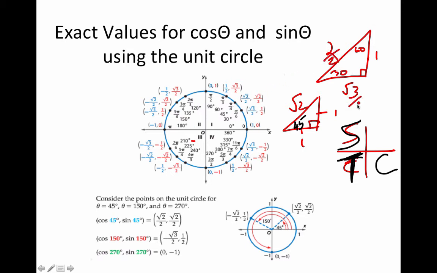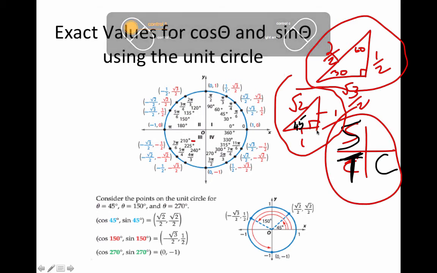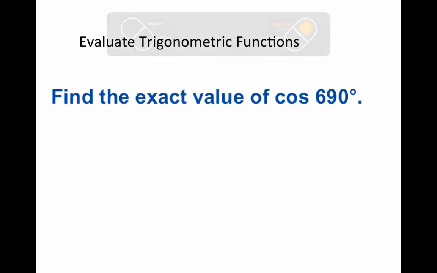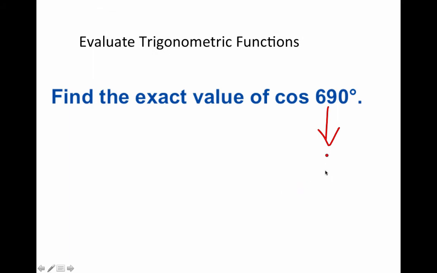Divide by 2, divide by 2, divide by 2, and do x coordinate, y coordinate. But we have found that just using the reference triangles and using the STC is actually a better way to do it. So when we take a look at the exact value of 690, the first thing I'm going to do is figure out where I am.